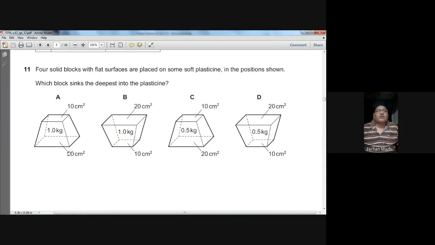So the block whose mass is 1 kg has the largest mass, and its contact area with the plasticine is 10 centimeters square, so that is the most suitable for this purpose. So the answer is B, because its mass is largest, which is 1 kg, and its contact area is smallest, that is 10 centimeters square. So it will create the largest pressure and it will sink deepest into the plasticine. So for question number 11, B is the option. I hope you understand.